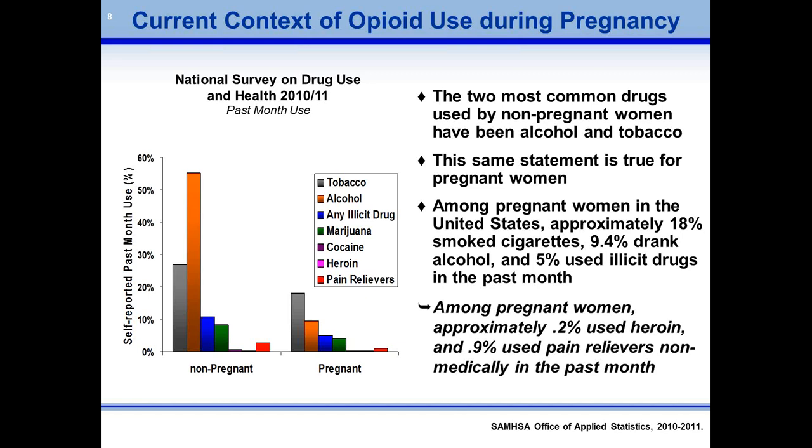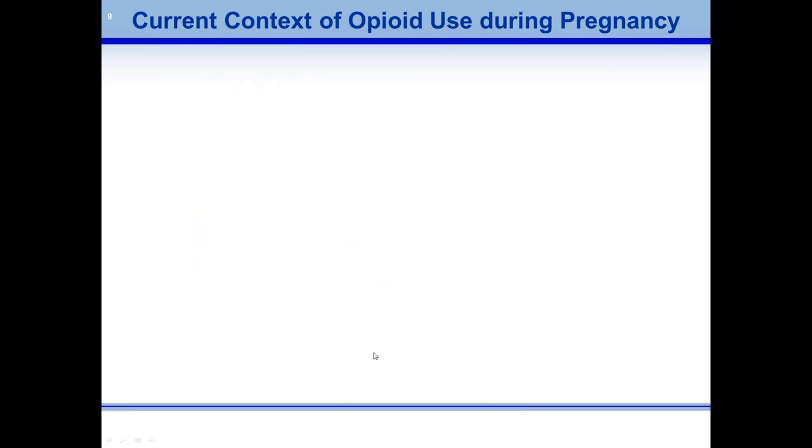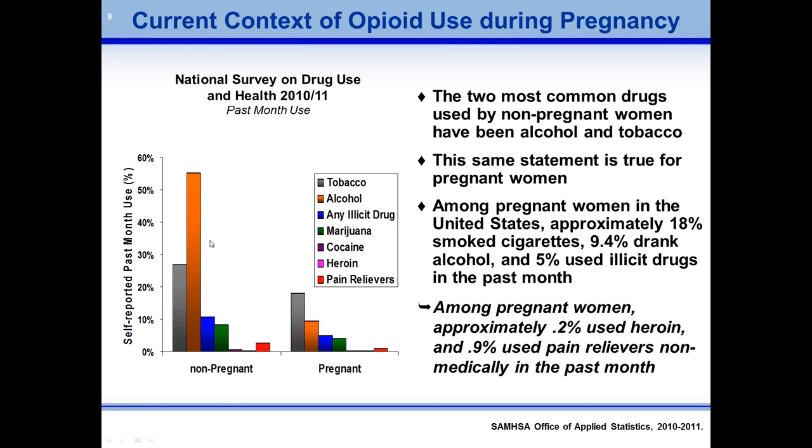In terms of where this problem is with pregnant women, we have data from the National Survey on Drug Use and Health. If you'll focus on the bars in the non-pregnant segment compared to the bars in the pregnant segment, you can see that tobacco and alcohol are the two most widely used drugs for both pregnant as well as non-pregnant women. If you look at heroin and pain relievers, you can barely even see heroin, and you can see the pain relievers there. Now, these data are based on self-report, obviously, so this is a likely underestimate of the true extent of the problem.